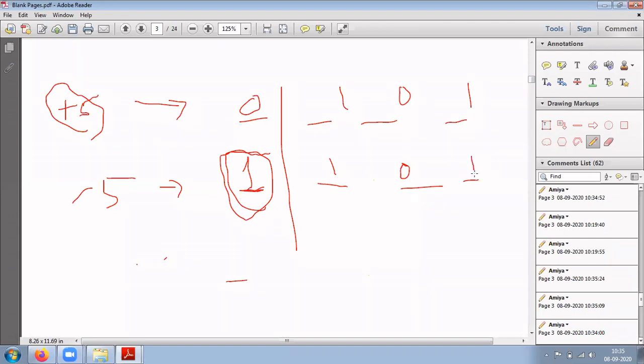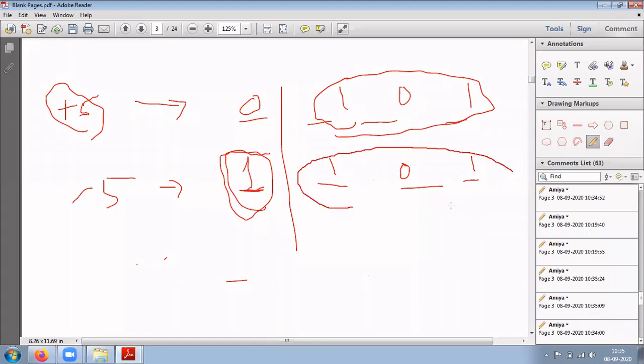Very simple. You have to see first how many bits you have to represent. If it is a positive number, the first bit is 0. If it is a negative number, the first bit is 1, and then you have to write the equivalent binary value. All of you are clear? Yes.